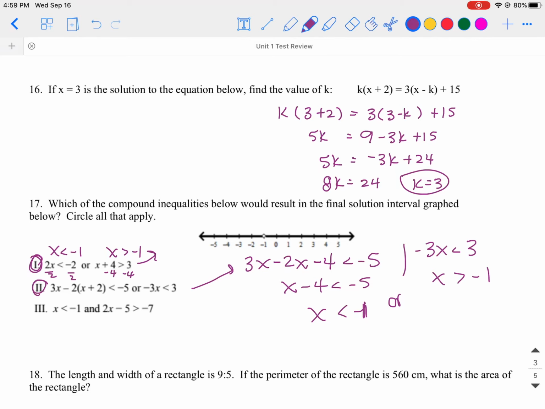This one I don't even have to do because it says and, and I know that this is an or graph, so I don't even have to solve it. So 1 and 2 were my answers.